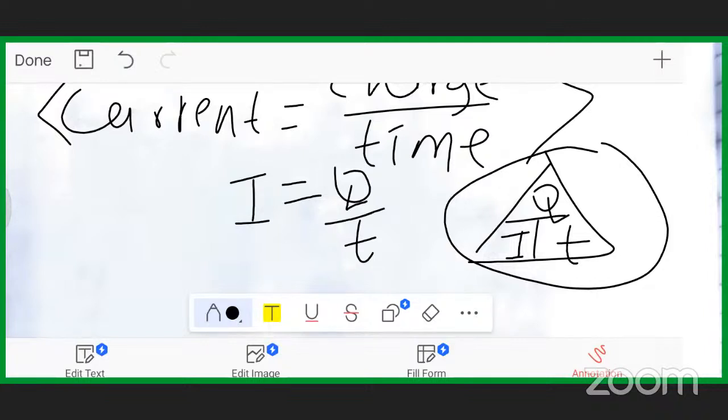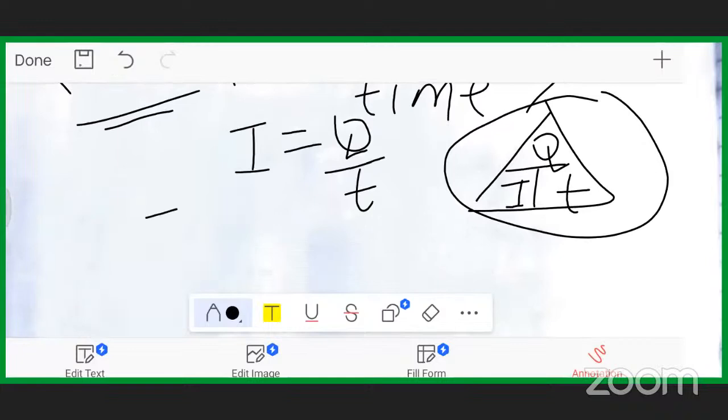The SI units are important for anything we mention in physics. Current is a scalar quantity. Charge is also a scalar quantity, and time is also a scalar quantity. The SI units are also very important. Charge is always in coulombs, capital C. Time is always in seconds, small letter s, that is second.